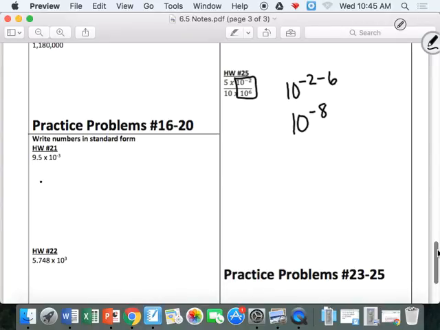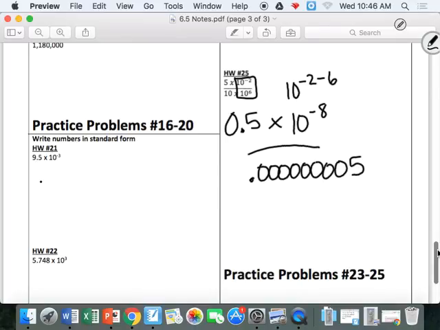Okay, now what is 5 divided by 10? Not 10 divided by 5, guys. 0.5. Then in standard form, I've got to move the decimal back 8 places. In this case, I'm going to have 8 zeros. It doesn't necessarily mean I have 8 zeros, but this time I will. 1, 2, 3, 4, 5, 6, 7, 8, and then 5. That's standard form.